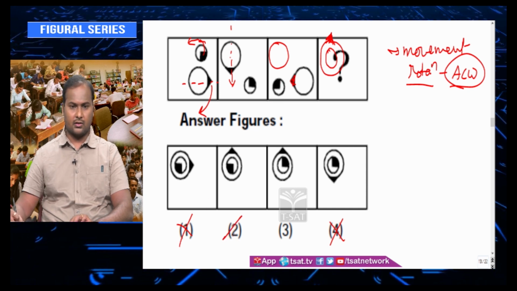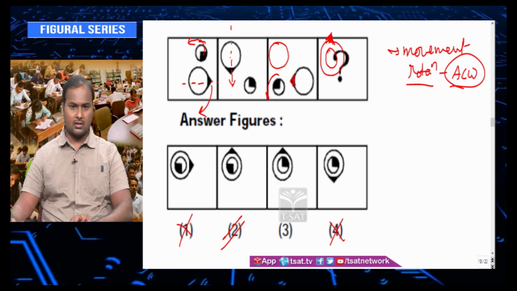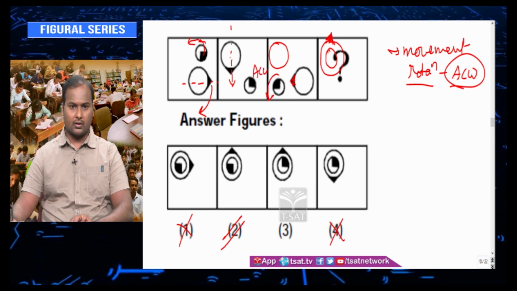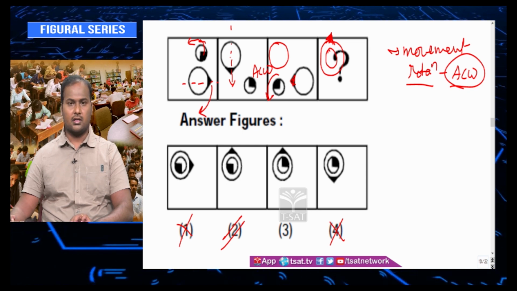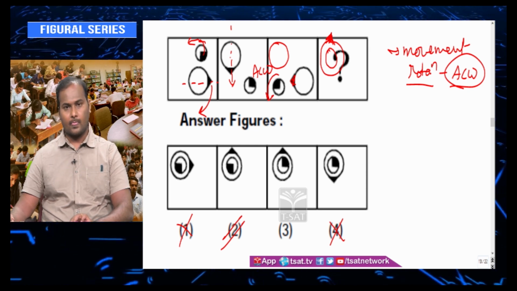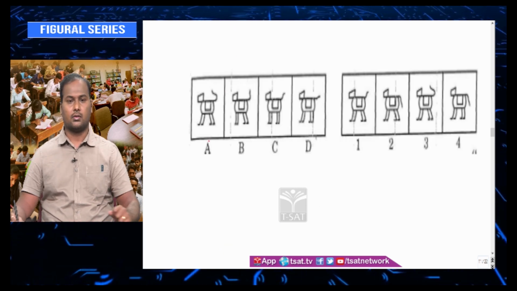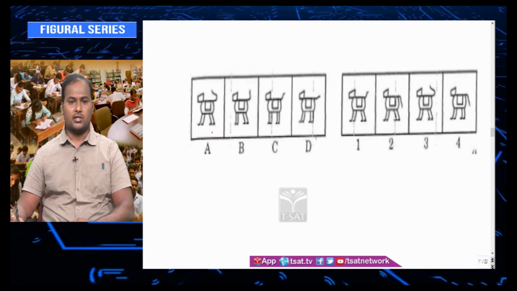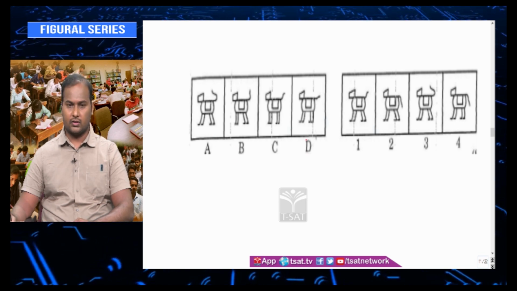So option 2 is the answer. Just apply, you rotate this small circle in the anti-clockwise direction, you will get option 2 as the answer. So in this case, both the circles are moving as well as rotating. Next question. See here, there is a monkey given. This particular monkey is changing from A to B, B to C, C to D, and apply the change.